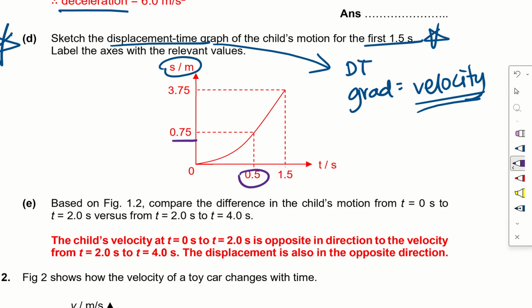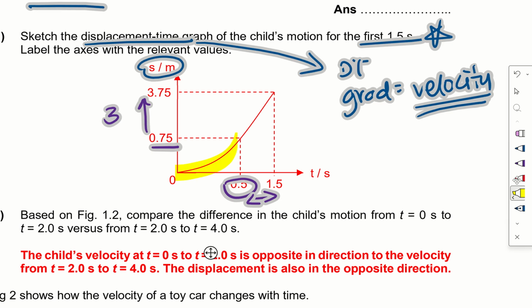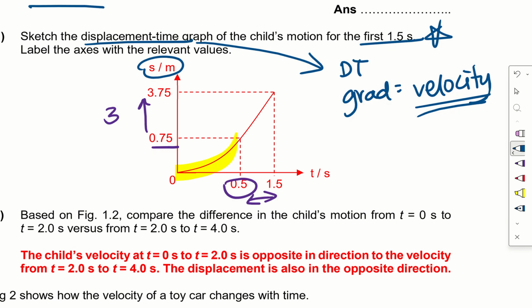Then from 0.5 to 1.5, which is 1 second later, the displacement actually went from 0.75 to 3.75, right? Because it actually moved a distance of 3. Okay? But how do we draw the shape of the graph? You notice that for this part from 0 to 0.5, the gradient is not a straight line. It is a curve. Okay?